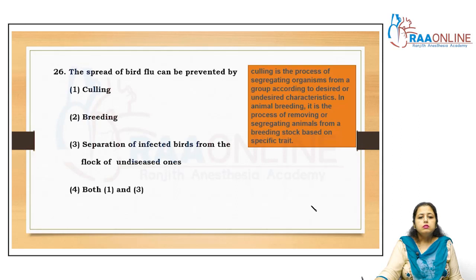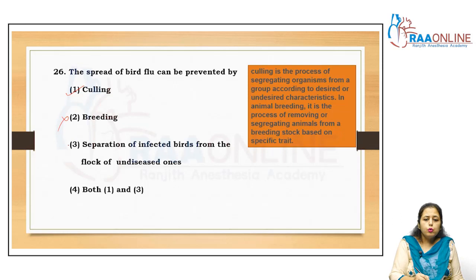The spread of bird flu can be prevented by, as we know, bird flu is avian influenza, right? That is a viral disease, and the most common causative virus is H5N1, right? Culling, exactly. Breeding, no. Separation of infected birds from the flock of undiseased ones, correct. So the correct answer is 1 and D.